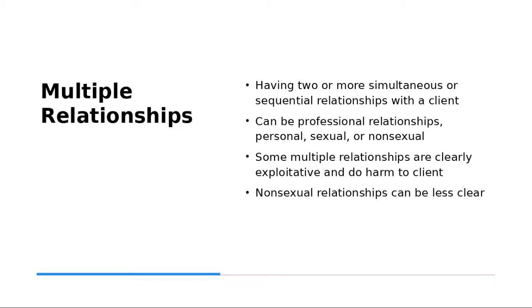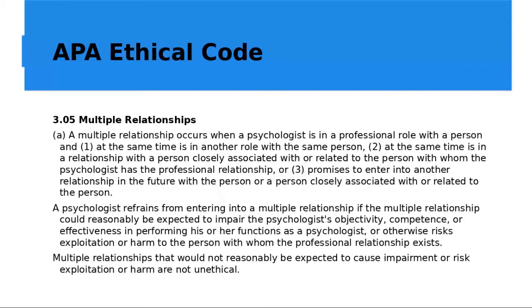Some multiple relationships are clearly exploitive and do harm to the client, but some are less clear, like non-sexual relationships. So let's see exactly what APA has to say about multiple relationships. A multiple relationship occurs when a psychologist is in a professional role with the person and one, at the same time, is in another role with the same person. So these are multiple roles, multiple relationships with the same person.